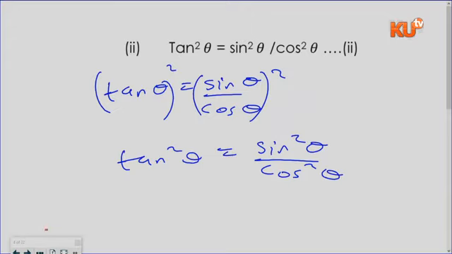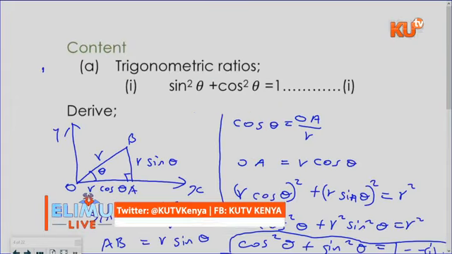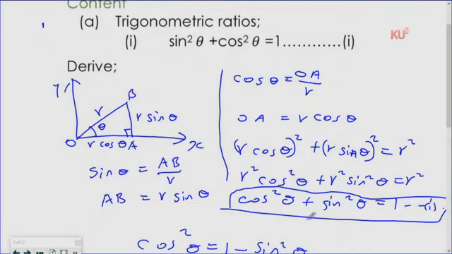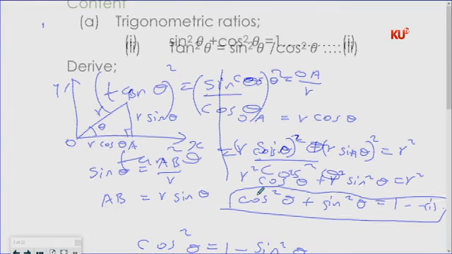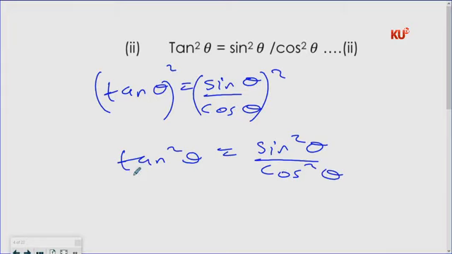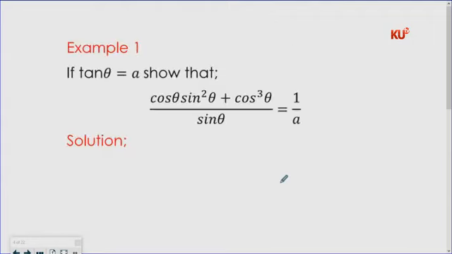When I talk about the first identity, you have to know that we are referring to this particular identity: cos squared theta plus sine squared theta is equal to 1. Then the second identity that I'll be talking about is this one: tan squared theta is equal to sine squared theta over cos squared theta. So don't forget these two identities. Let's look at an example.